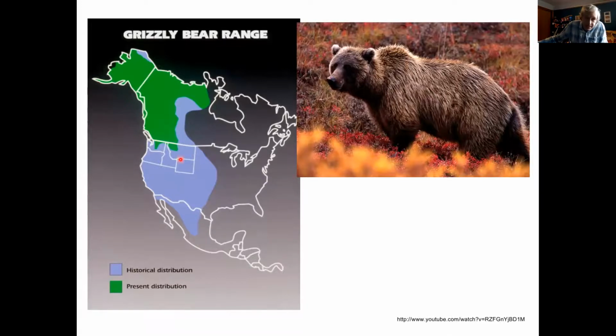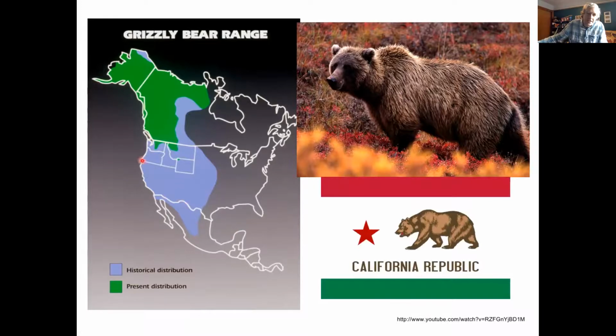Now they exist in a little pocket, that's Yellowstone just there, and they exist in some of the far areas of northern Montana and Washington, and then all through British Columbia, Alberta, and up into Alaska. So they've almost been entirely removed from the lower 48 states and entirely removed from Mexico.